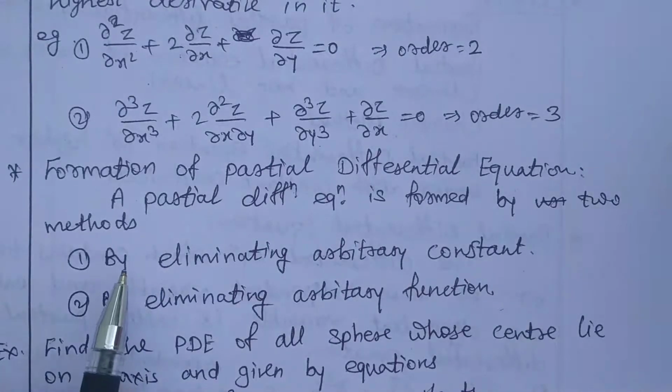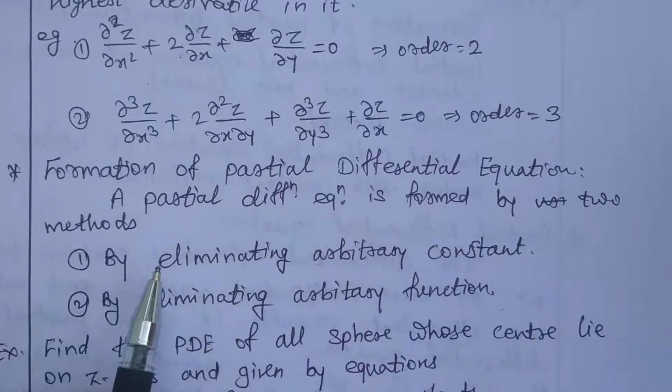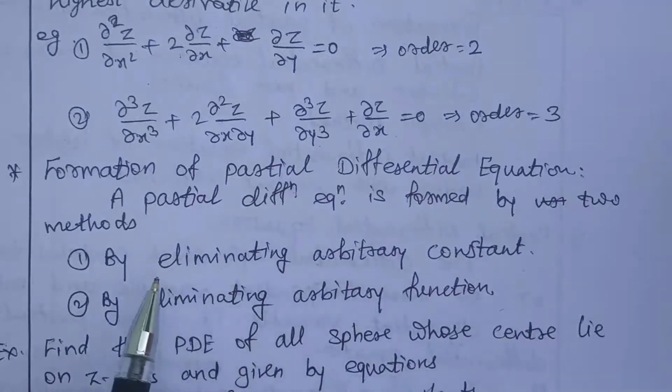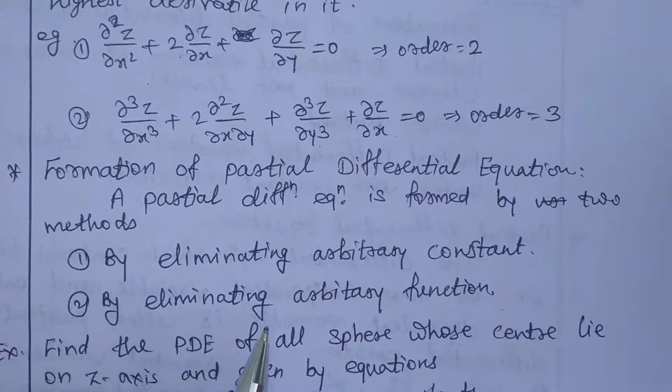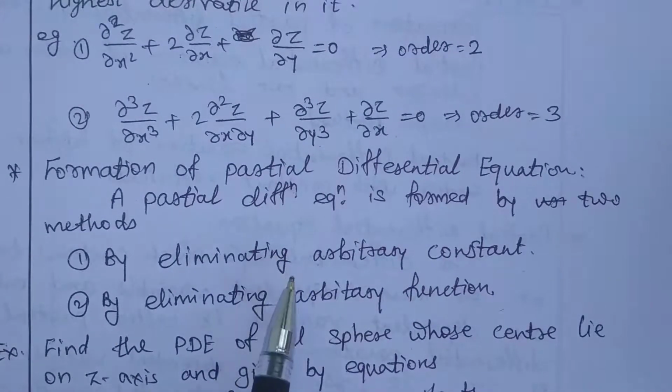The first method is by eliminating arbitrary constants. We have to eliminate the arbitrary constants from the given equation to get the partial differential equation. The second method is by eliminating an arbitrary function. Sometimes the given equation is in terms of an arbitrary function, so you have to eliminate that arbitrary function to get a partial differential equation. These are the two methods to form a partial differential equation.